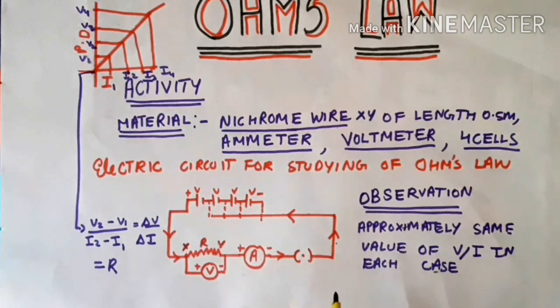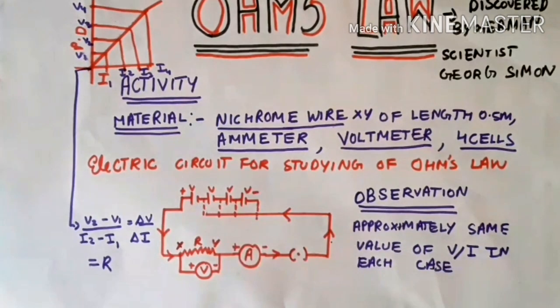You will see approximately the same value of the ratio of voltmeter and ammeter readings. From this we get that the line passes through the origin and (V2 minus V1) upon (I2 minus I1) is equal to V upon I, which is equal to R, and R is the resistance of the material. Guys, the theory of Ohm's law was discovered by the German scientist Georg Simon Ohm. To understand it properly, you can conduct this activity, note the readings of the voltmeter and ammeter, plot the graph and get the solution.